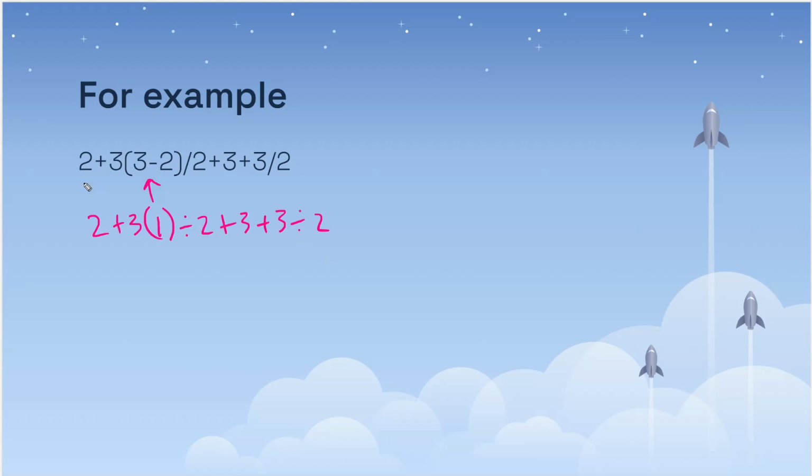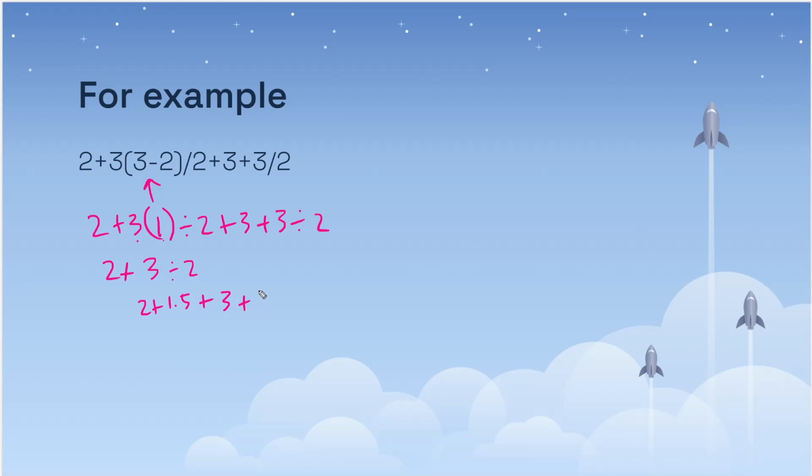Then we do exponents. We don't have any exponents. Then we do multiplication and division from left to right. So look, we have a 3 times 1 here. That stays a 3. Then we have a divide by 2. 3 divided by 2 is 1.5.